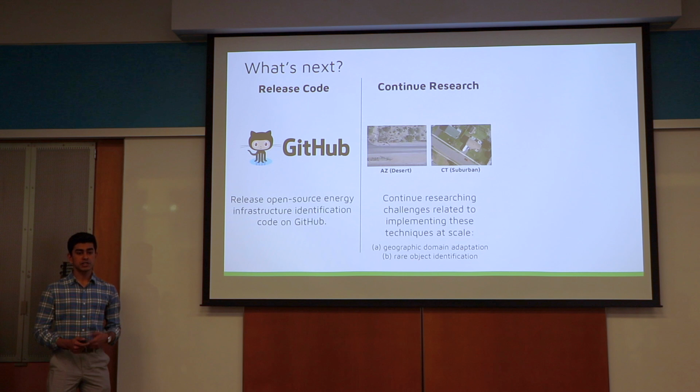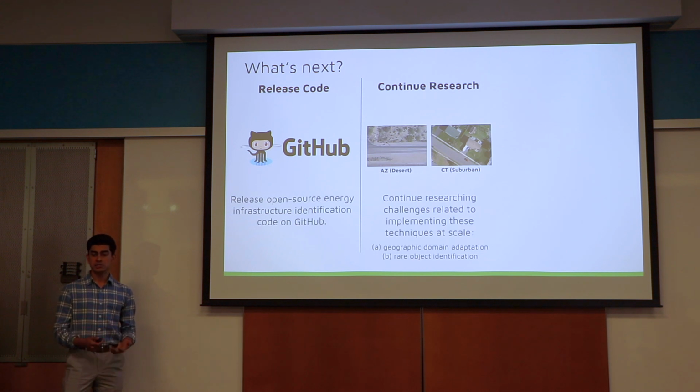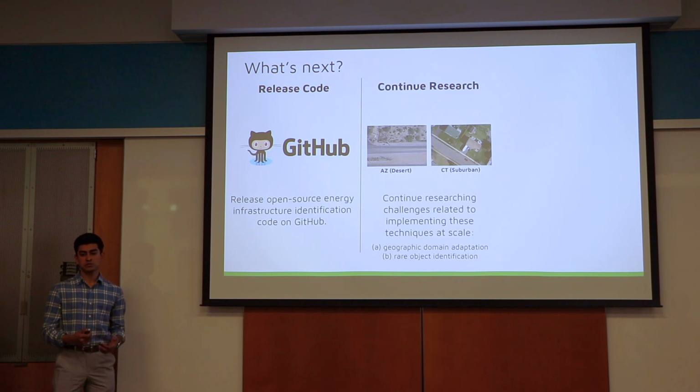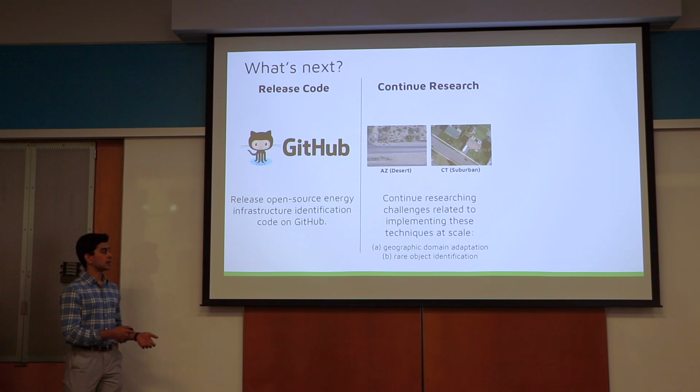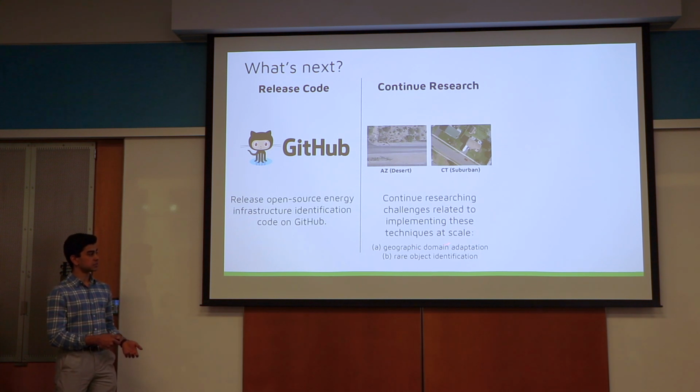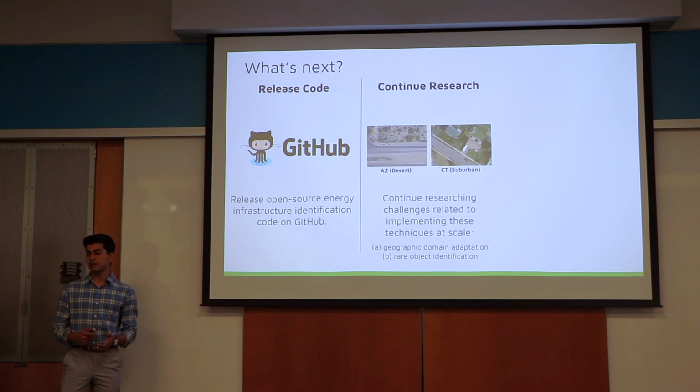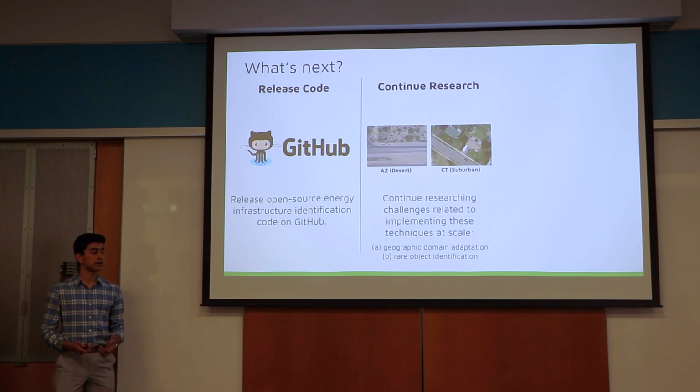The second is to continue research in this space. The main challenges going forward will be how exactly do we apply these deep learning models at scale? You know, we saw earlier the example of Zambia. We don't quite know what sorts of challenges will come up when applying this sort of model to an entire country. We anticipate that some of those will be how exactly will the model generalize to different types of geographic domains, as we mentioned here, and also being able to identify different rare objects. So being able to identify every type of piece of energy infrastructure will give us that full picture of what a country's energy landscape looks like.